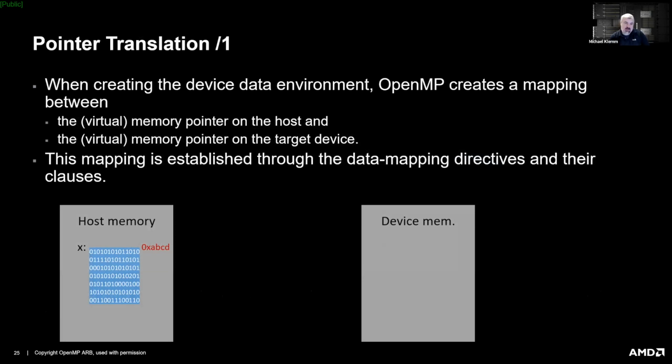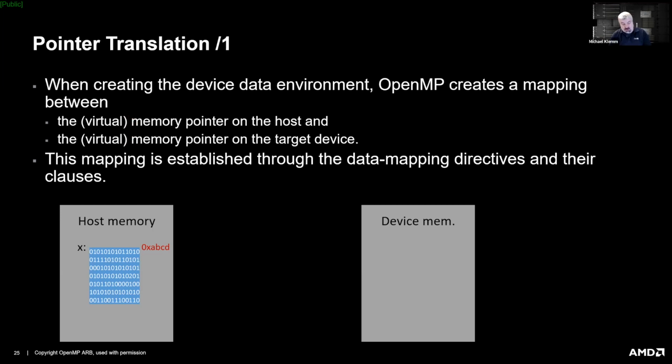So when you create a device data environment, OpenMP actually creates a mapping between the actual memory pointer on the host and the memory pointer on the target device. And I put virtual in parentheses because, depending on the GPU implementation, on x86 this is definitely a virtual pointer that is undergoing pointer translation via the memory management unit, and it's going to be translated into a physical memory pointer. And on the GPU, whatever the GPU implementation needs. So it could be a virtual memory pointer or it could be a physical memory pointer. And then this mapping is automatically created.